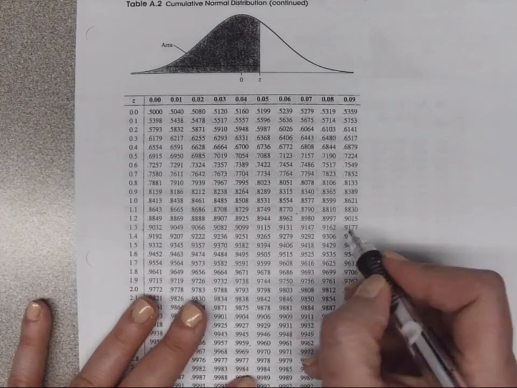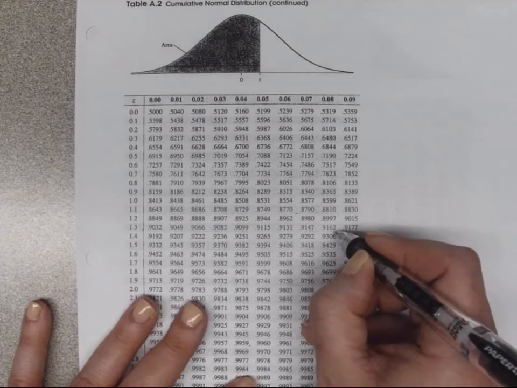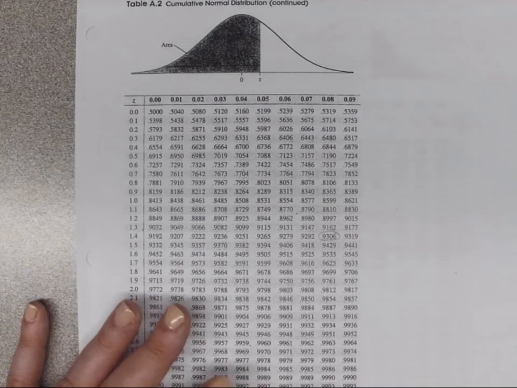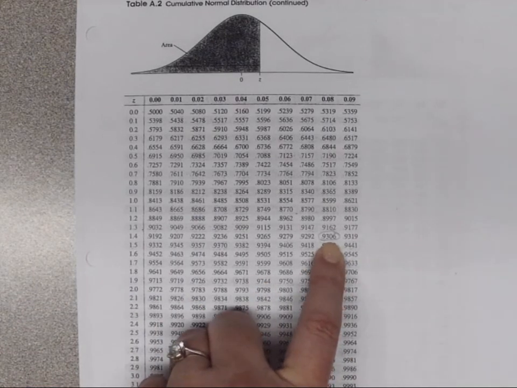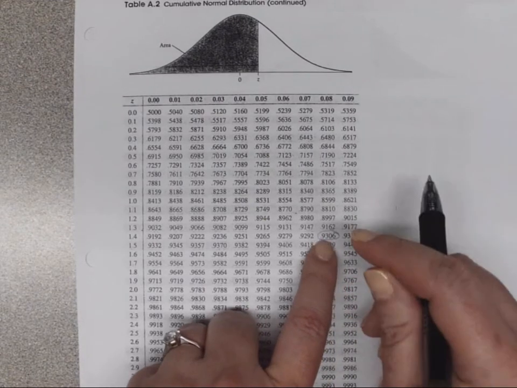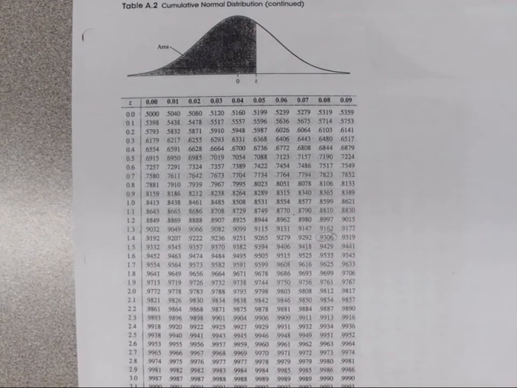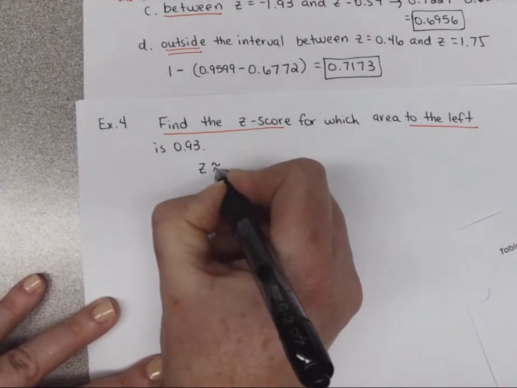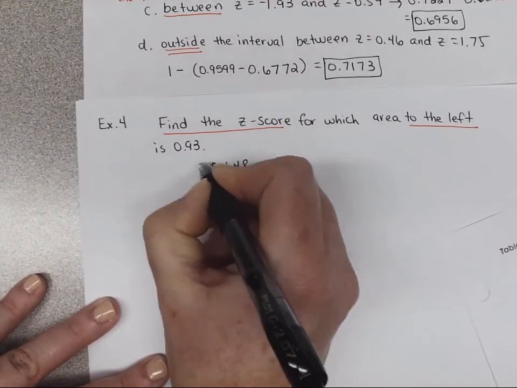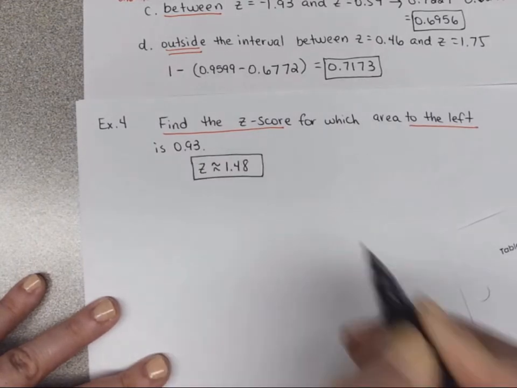So I'm going to circle that lightly so I can erase it later. But this is the closest that you can find to 0.93, the 0.9306. And so then you just read off what the z-score is there. So notice the z-score is 1.48, okay? So I'm going to say this: the z is approximately 1.48, because we didn't even get an exact value on the chart, right?